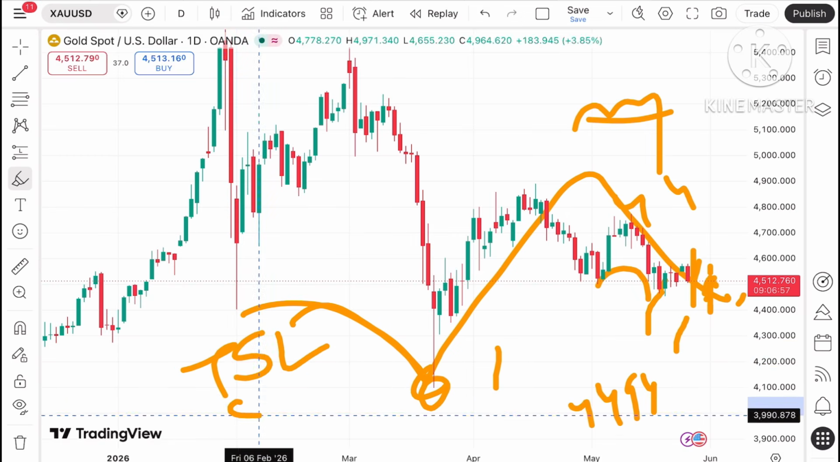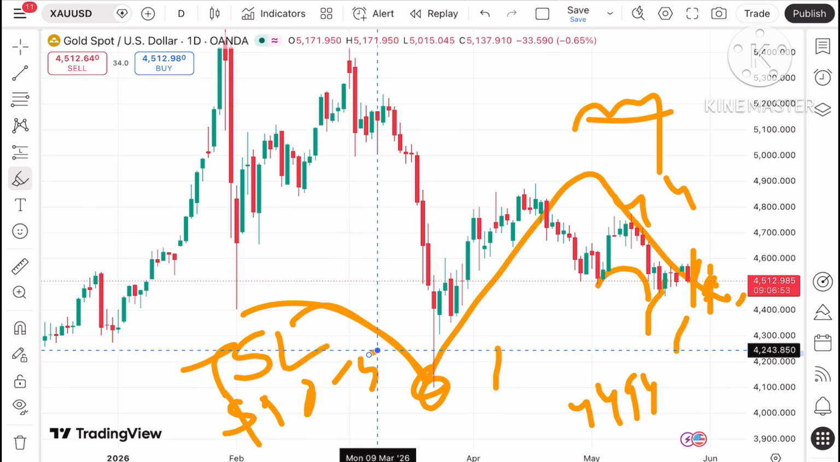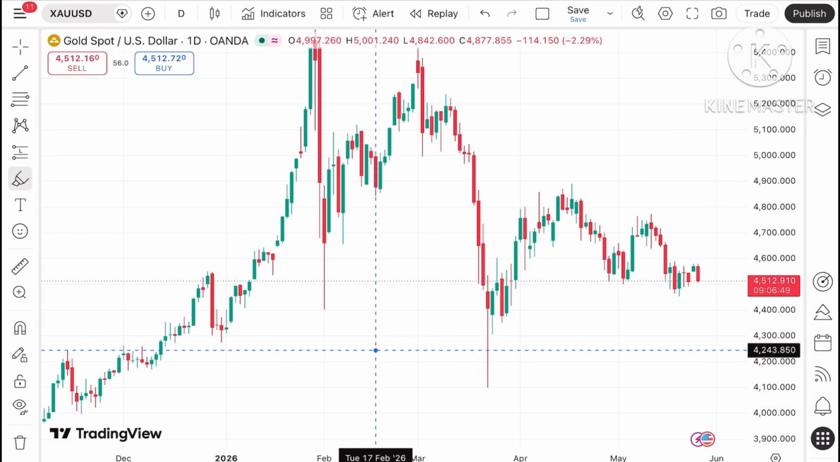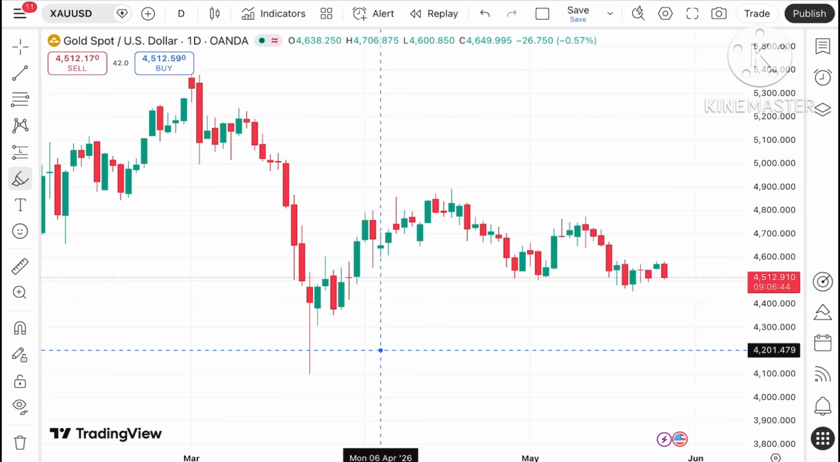The best thing you can do is trail your SL by $10 to $15, so at least you'll capture the upside movement. As I've clearly mentioned before, I've given the mail IDs in the description, or you can mail me at stockmarkettradinglive@gmail.com.